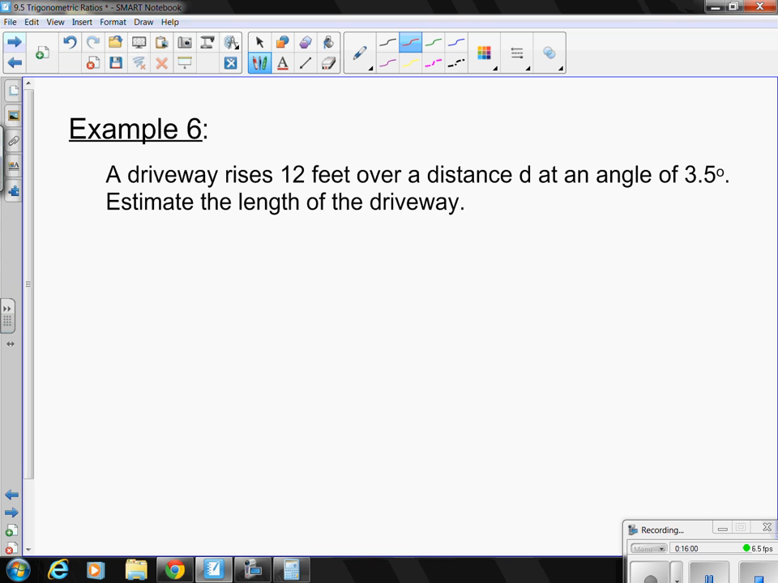You need to skip this example. I know this is getting long, but it's kind of a tough section. So it helps to draw pictures. A driveway rises 12 feet. It goes up 12 feet over a distance d at an angle of 3.5 degrees. Estimate the length of the driveway.